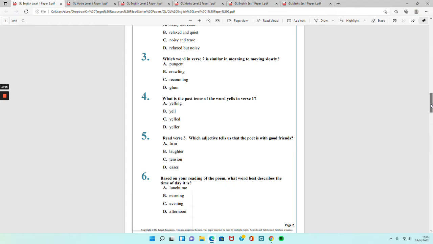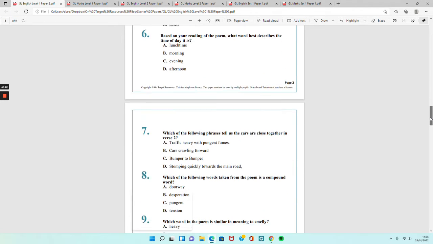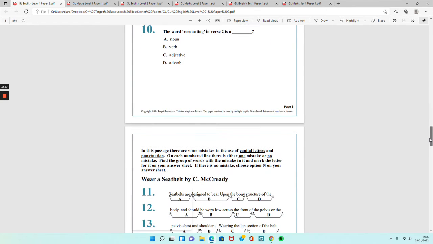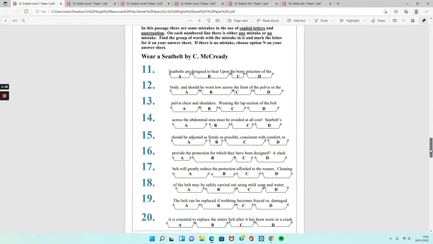In level 1 we have compound words, and we also have alphabetical order questions, which will be scattered in amongst the comprehension questions. So first comprehension passage in level 1 is a 10 question passage, and then you're straight into your passages with errors section, which is another 10 questions.